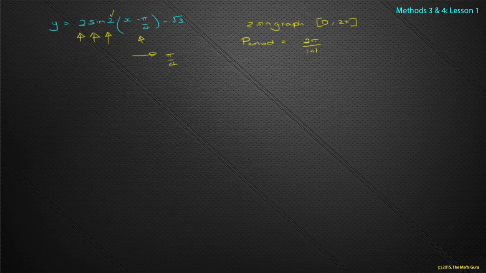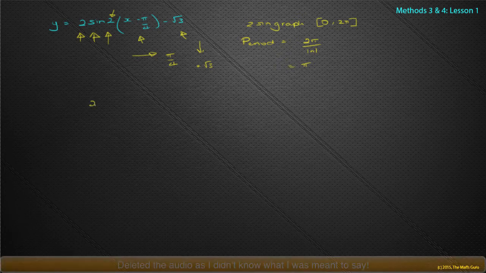Now if you remember that the 2 sine curve graph is going to be fitting between 0 and 2 pi, that is my domain, and we learned last lesson that the period would be given by 2 pi over the modulus of n, right? And so in this situation, because n is 2, we get 2 pi over 2, and as such we get pi.